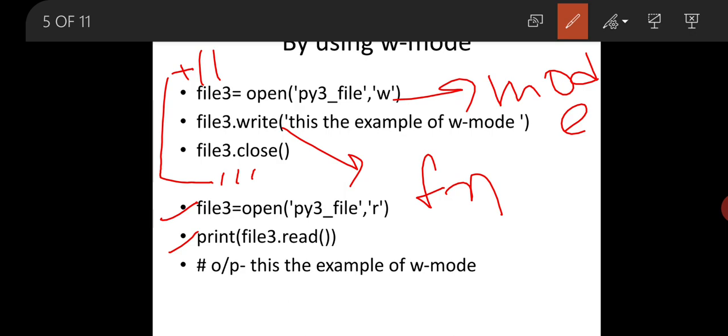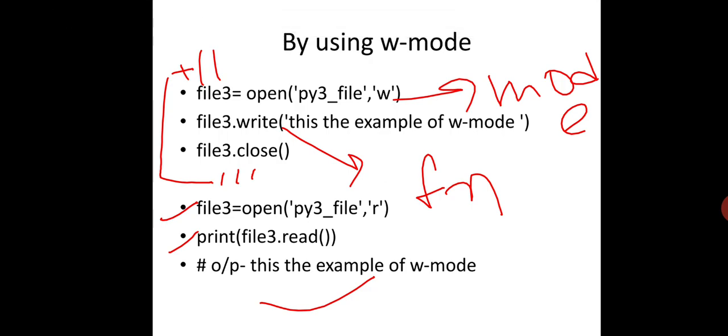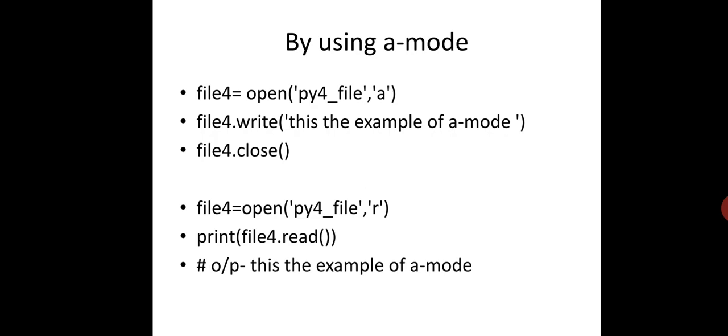Now file3 equals open py3 file in read mode, and print file3.read. Now all the content of this py3 file will be returned. So the output will be: this is the example of W mode. This will be shown.